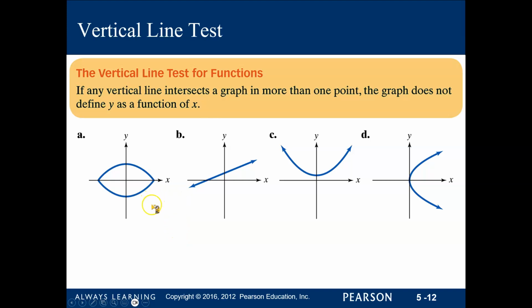Now, when we are talking about functions, okay, we always have what we call the vertical line test. And this is how we can know if a graph is a function or not.